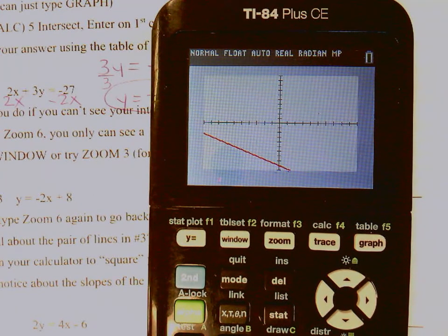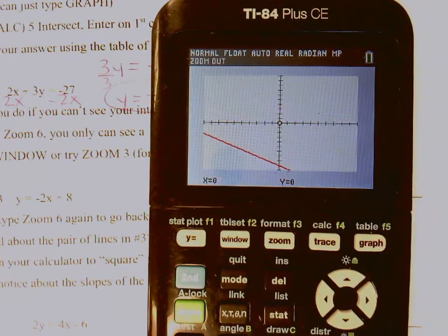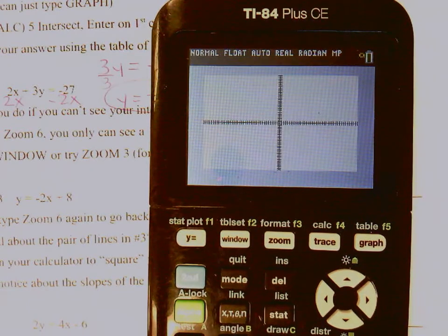So you can hit zoom 3. So if you hit zoom 3, it's not going to do anything. You need to hit enter to tell it to zoom out. So now I can see both lines and the intersection point. So now follow the steps to find the intersection point. Second, calculate intersect. Curve 1, curve 2, best guess.